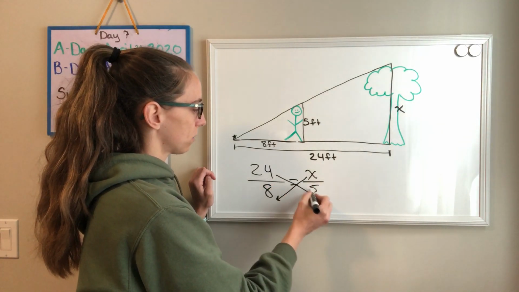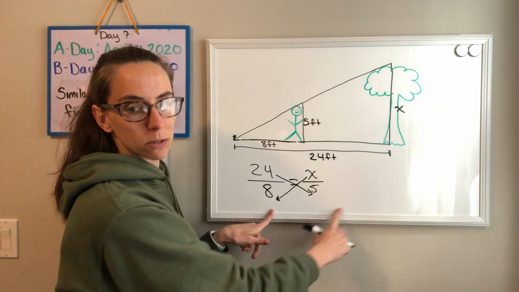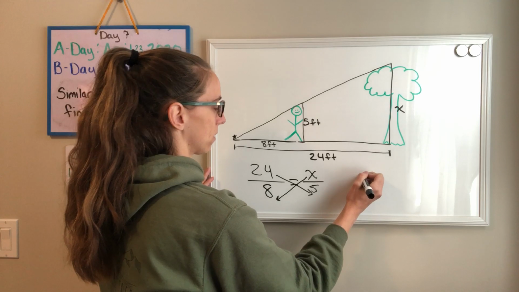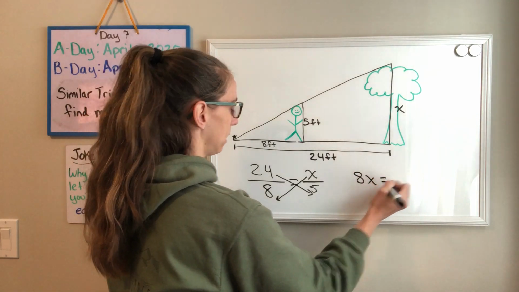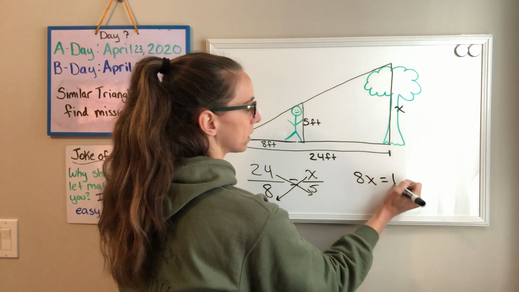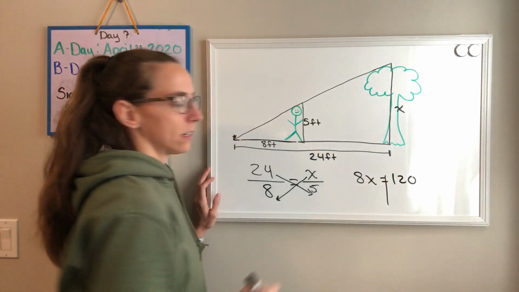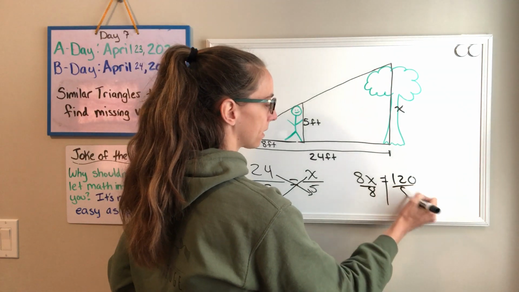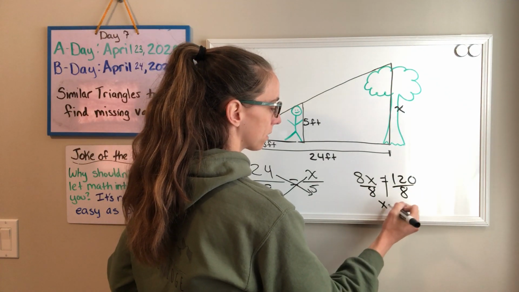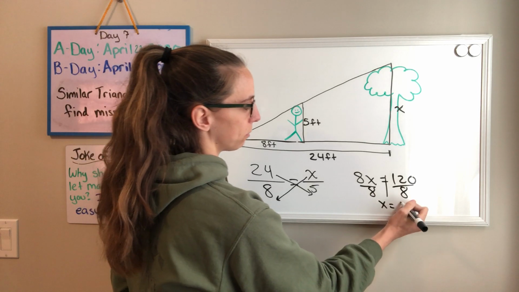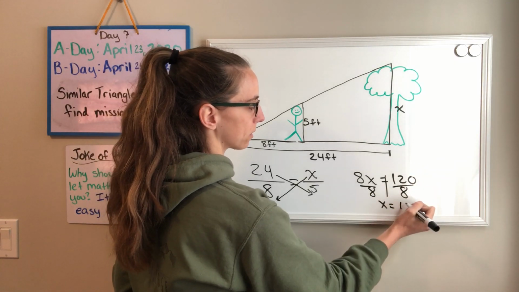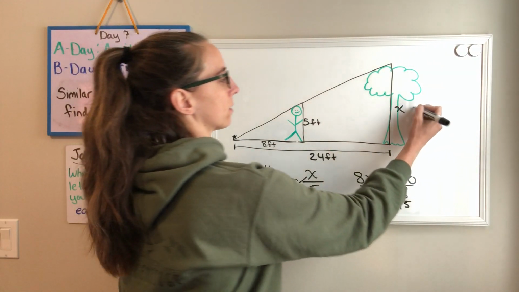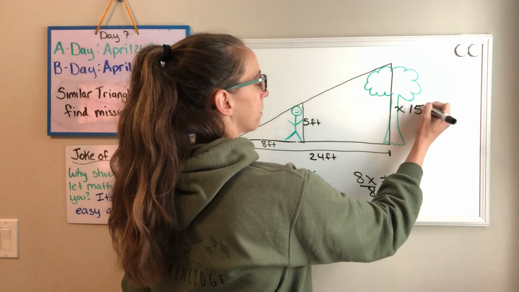8 times x, 24 times 5. I'm going to run out of room here, so I'm going to write it over here. So 8 times x would be 8x is equal to 24 times 5, which is 120. One step equation, divide both sides by 8. And x is going to be equal to 8 goes into 12 one time with 4 left over, and 8 goes into 40 5 times. So I now know that x is going to be equal to 15.